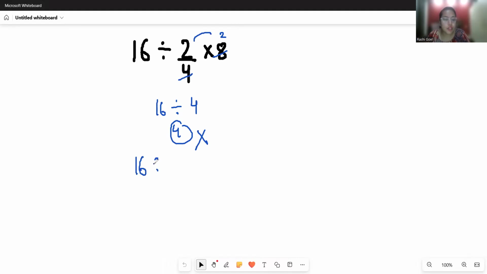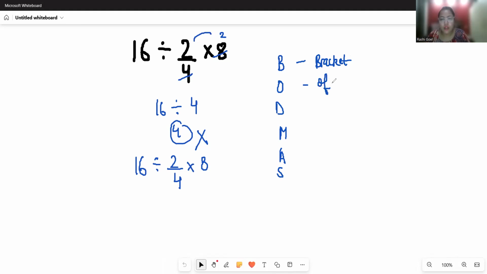When an expression like this has multiple operations, like division, then fraction, then again multiplication, always follow the order of operations, which is also known as the BODMAS or PEMDAS rule. As per this rule, first solve the bracket, then of, then division and multiplication, both have the same priority, similarly addition and subtraction. Now first cancel out this part.